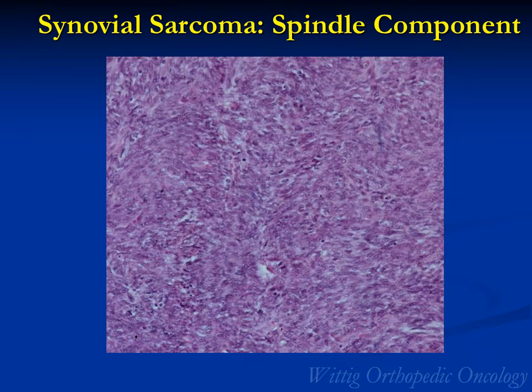This is the spindle cell component of the synovial sarcoma. Again, cigar-shaped nuclei. The nuclei are crowded on top of each other. They may be hyperchromatic, minimal cytoplasm as opposed to large nuclei, and a fibrous type of matrix production.